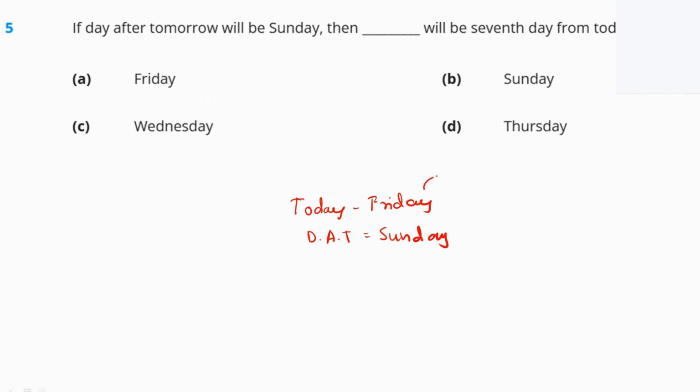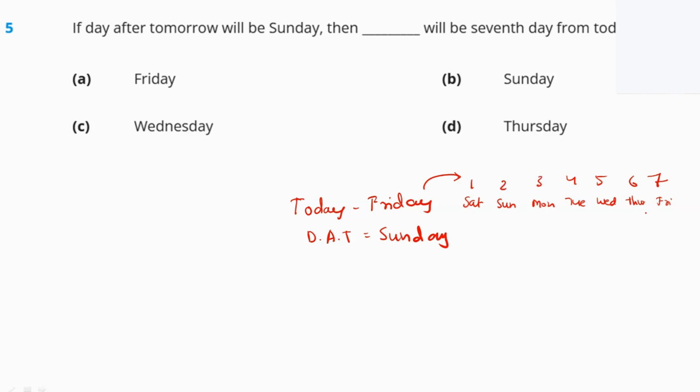So count 7 days from Friday, which is the seventh day. Let us write down 1, 2, 3, 4, 5, 6, 7. So after Friday comes Saturday, Sunday, Monday, Tuesday, Wednesday, Thursday, and Friday. So what should be our answer? You have to tell which is the seventh day.